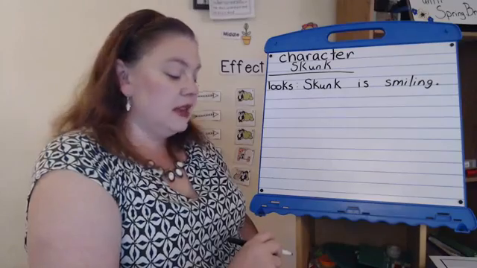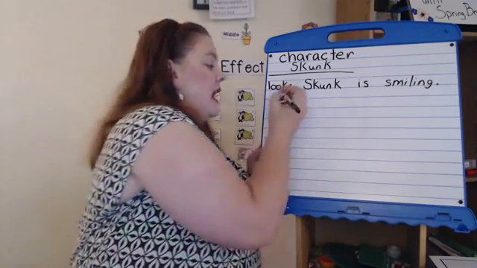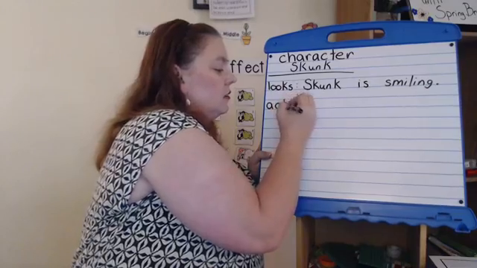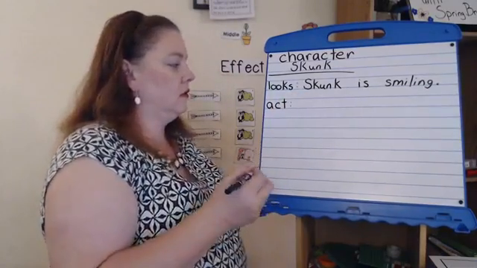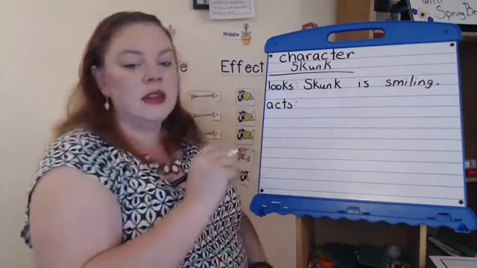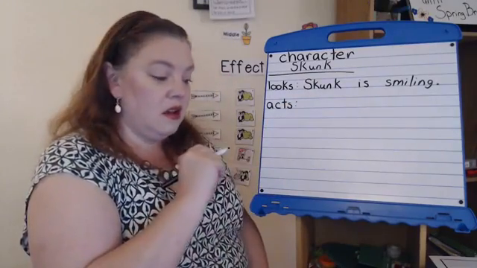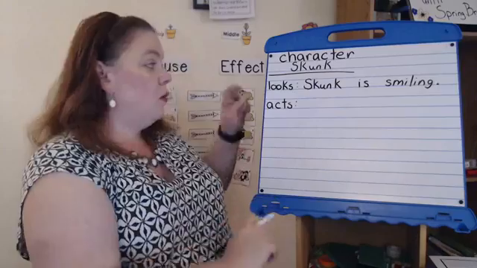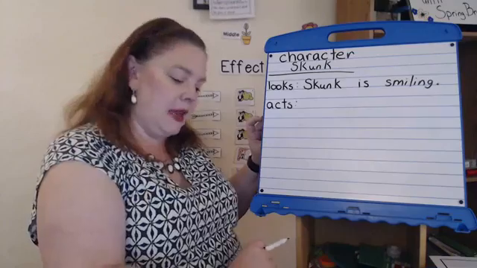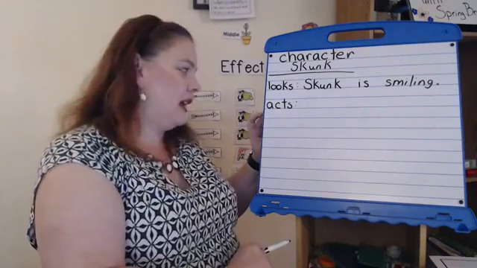The next one is, how does he act? What do we need that as? Acts. How does he act? Well, in our book, we can see that Skunk is smiling. In our book, he acts very happy, doesn't he? He's very happy. He acts happy.